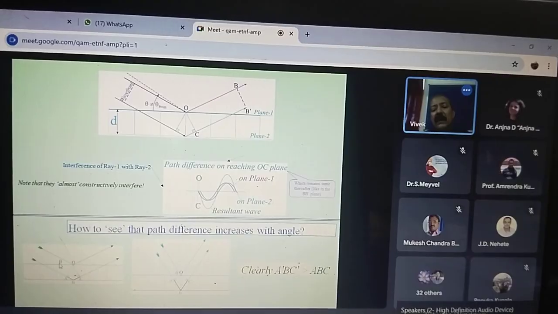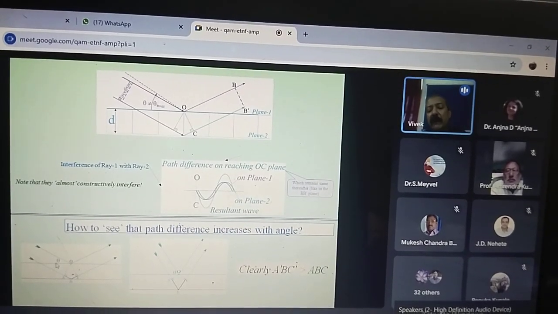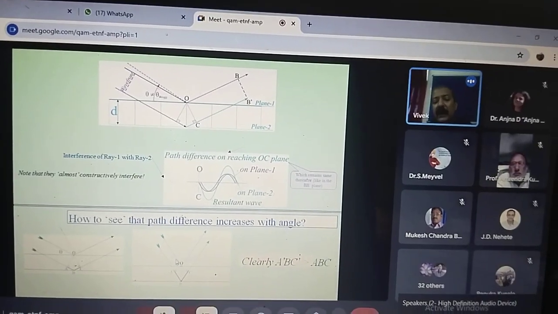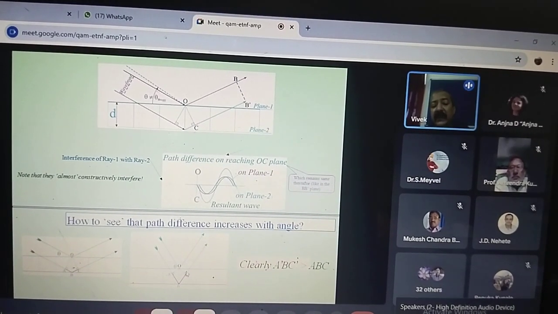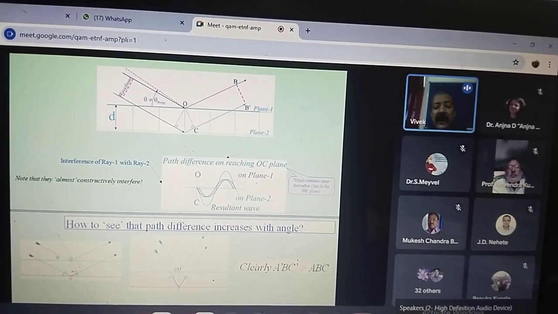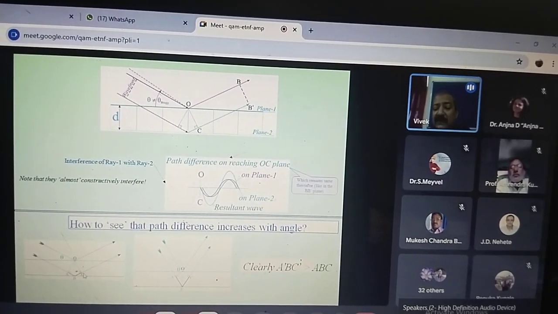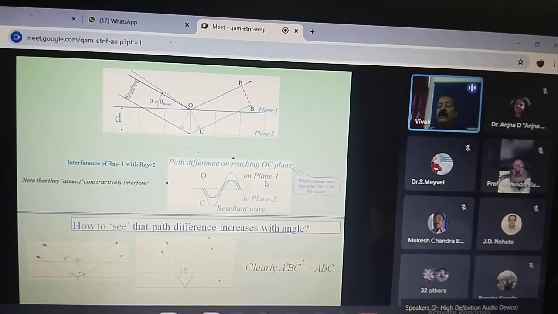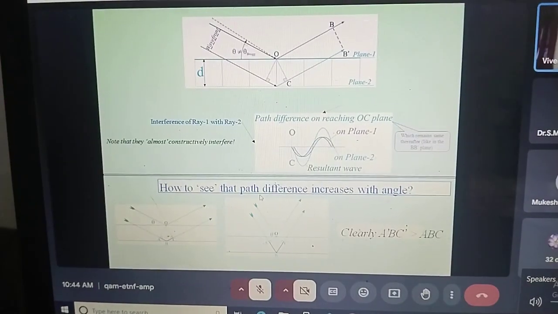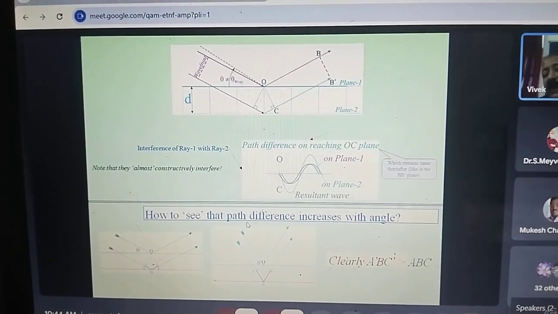Now you see, when we talk of this one wavelength, if I have to increase the angle, your incident angle is like this, maybe 15 degrees. If I increase it to 30 degrees, then your path difference will increase. AB plus BC, although the planes are the same. We have taken d as the same. Here AB plus BC is less than AB plus BC. What does this say? Path difference increases with angle.